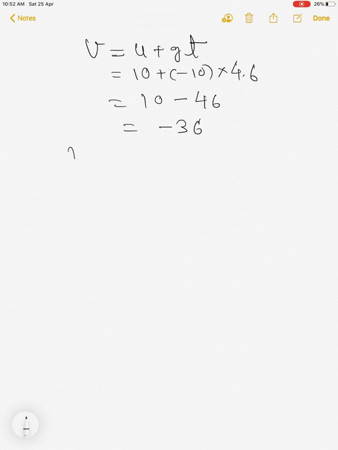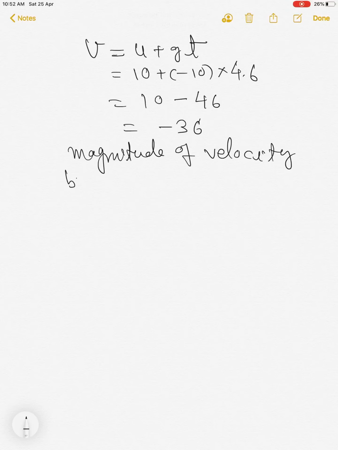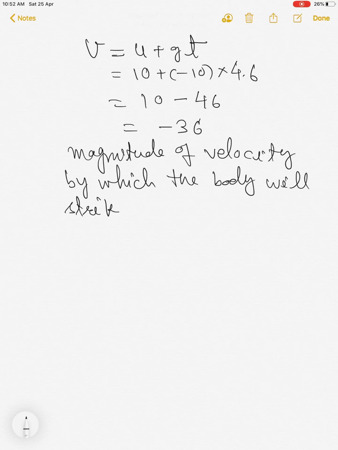The magnitude of velocity by which the body will strike the ground is equal to 36 meter per second.